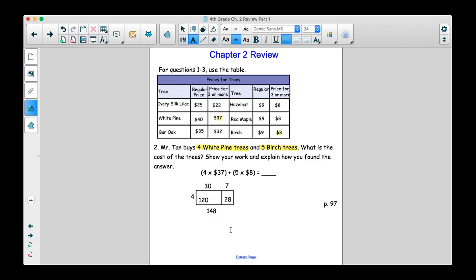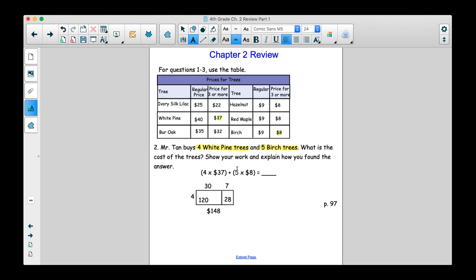Okay, so I know on the, oops, why did my dollar sign go way over there? I know on the 4 white pine trees, they spent $148. So that's what the 148 represents, right? Just the white pine. Okay, so now I'm going to do the 5 birch trees.